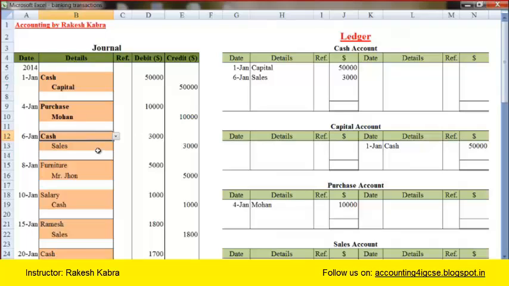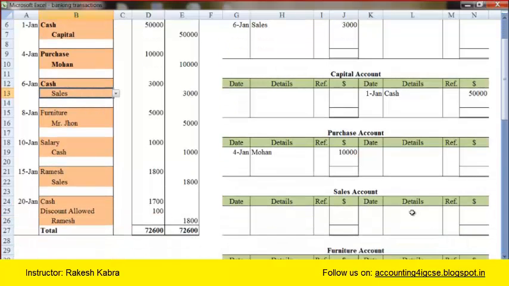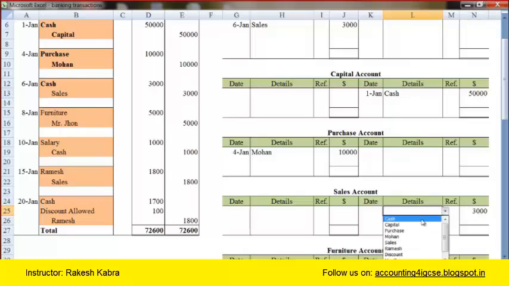Now the next posting will take place in the sales account. So here we have the sales account. The sales account is credited, so on the credit side, first I will put the amount 3000, and I will write the name of the opposite account, which is cash. And I will put the date, January 6.